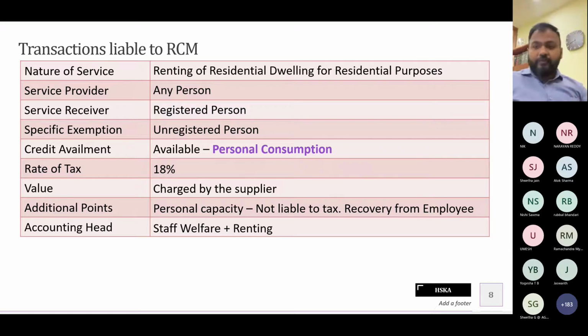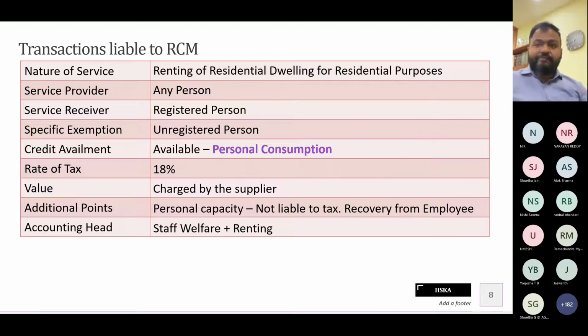Luckily, to clarify this issue, a circular was issued and also an explanation was inserted in the notification where they said if that residential dwelling is being used for personal purposes, not being official purposes, of the person, even if he is registered under the law for some other purposes, he is not required to pay tax under reverse charge mechanism. The exemption will still continue. So if an individual takes the property on rent for his personal purposes, it will not be liable to tax under reverse charge mechanism.